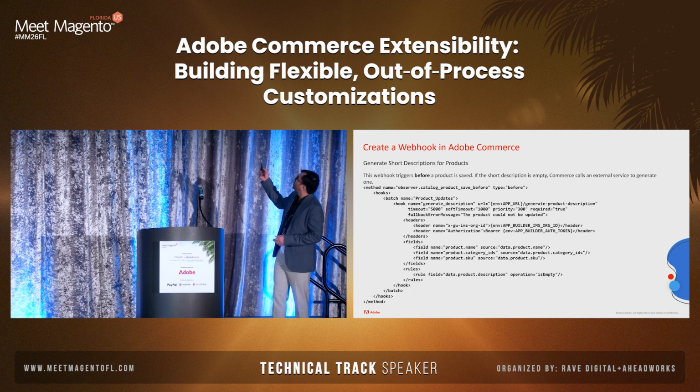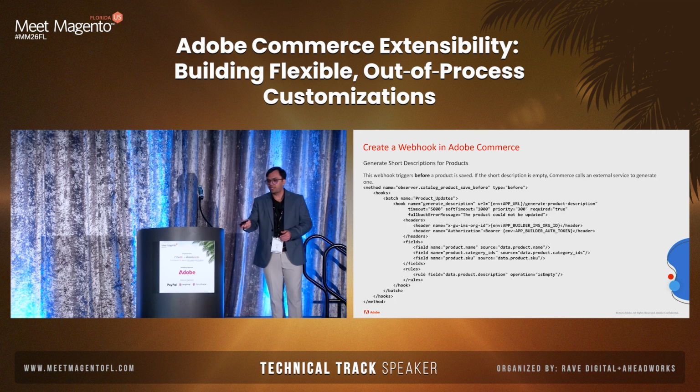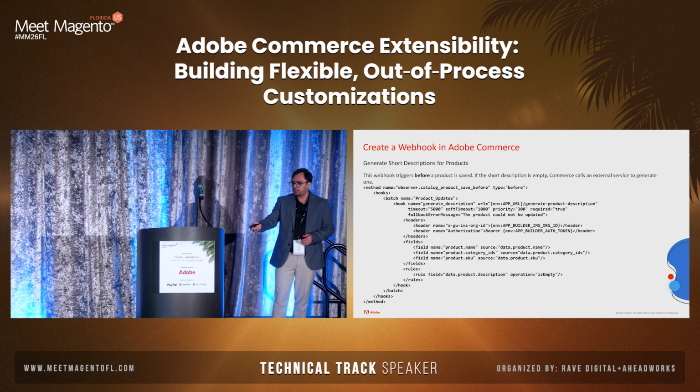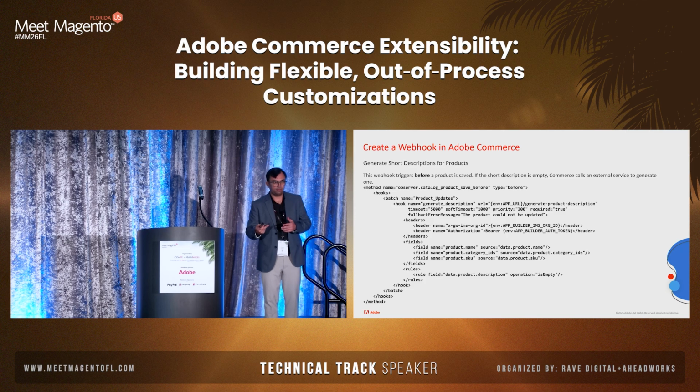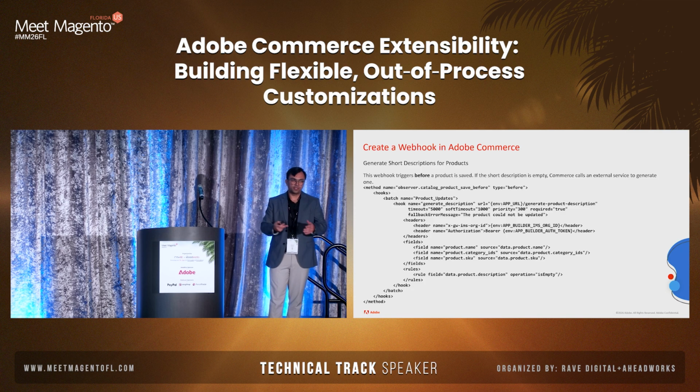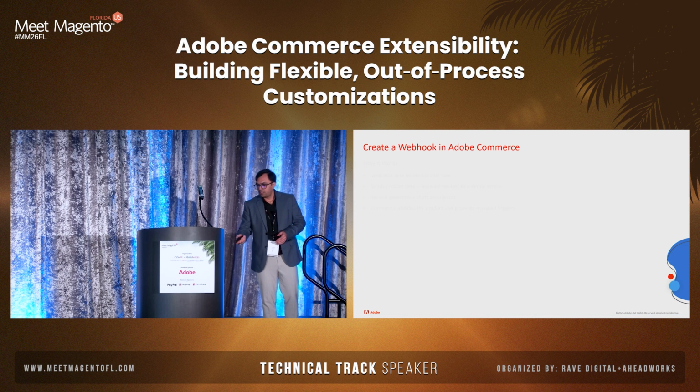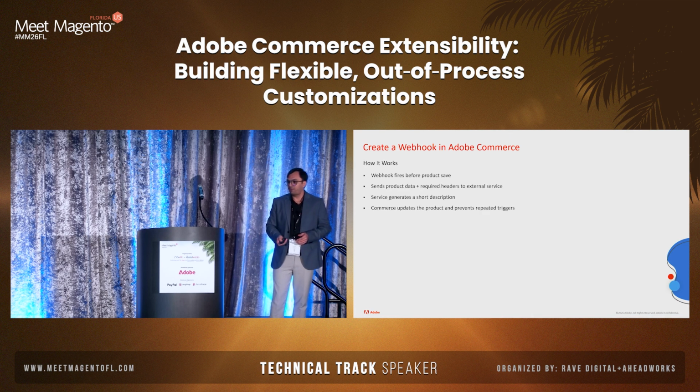I'm not going to go through this whole example, but basically the example is subscribing a webhook, creating a webhook within Adobe Commerce PaaS, and it is generating the description outside of Adobe Commerce and saving the data against the product entity. That's the workflow of how it works.